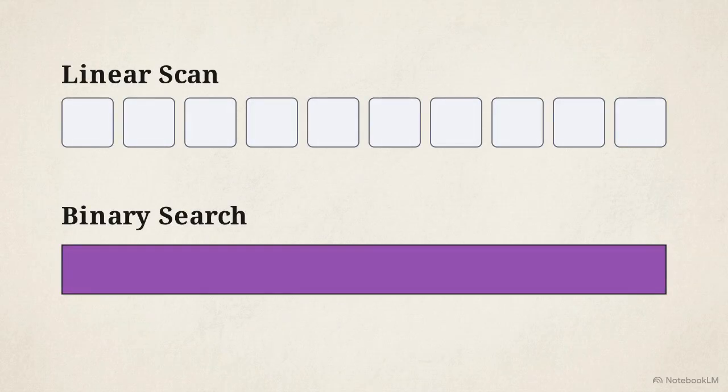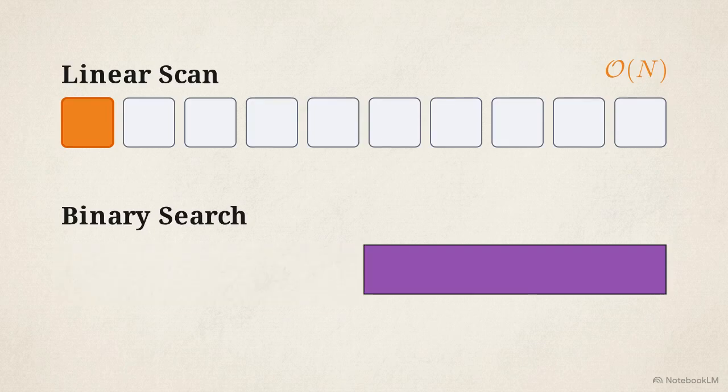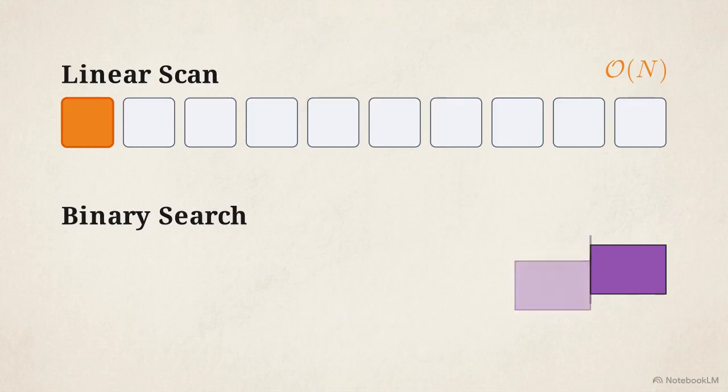A standard linear scan evaluates the array block by block, resulting in an O of n time complexity. Binary search repeatedly slices the search space in half. By discarding half the remaining options at every step, the algorithm rapidly shrinks the search range. This continuous halving shifts the time complexity from linear to logarithmic, or O of log n.